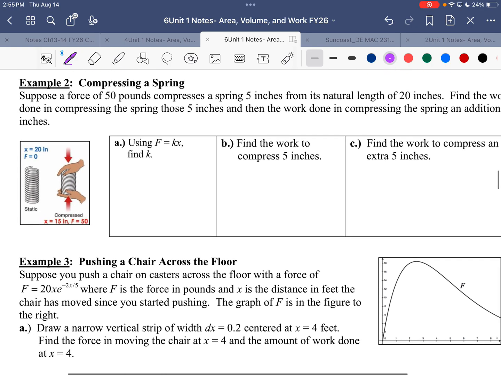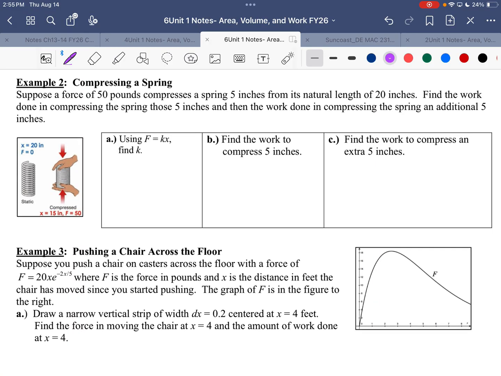Okay, so looking at example 2, we have a force of 50 pounds that compresses a spring 5 inches from its natural length. So x is going to be 5 here. It doesn't matter that it gets compressed to 15 inches. It's how much it changed its displacement from its natural length. And this is its force. So we're going to find the spring constant, and then we're going to find the work to actually compress it those 5 inches and then compress it 5 more inches after that.